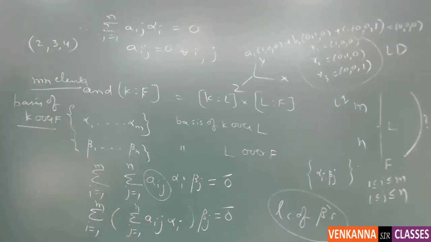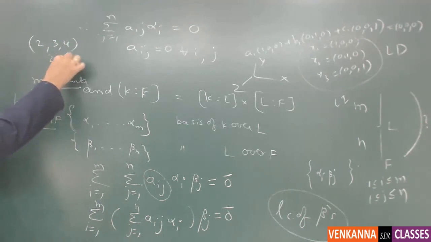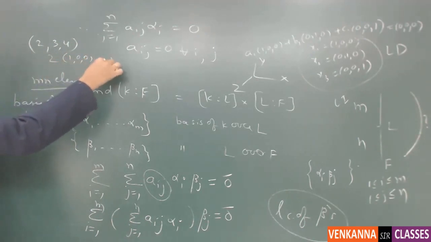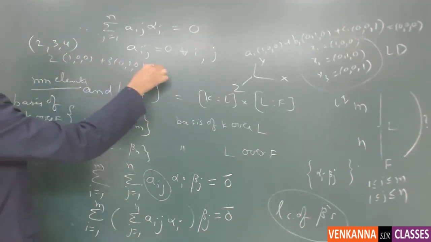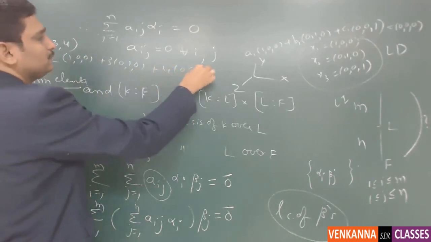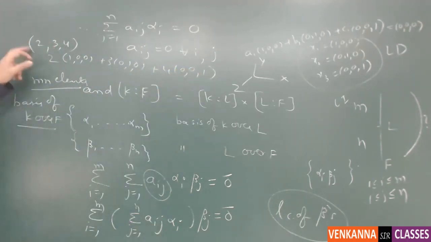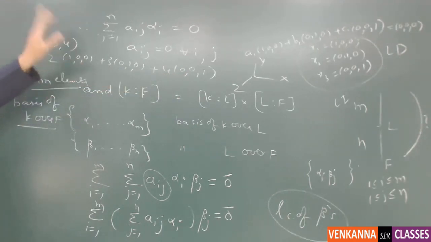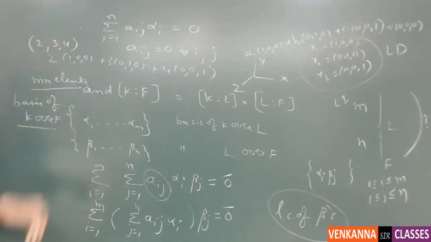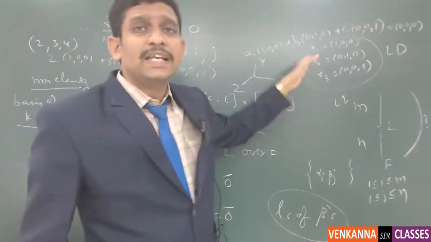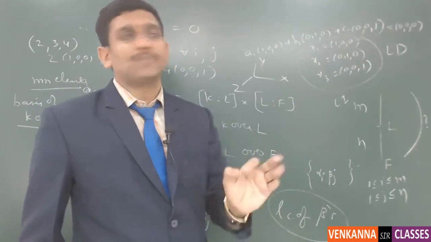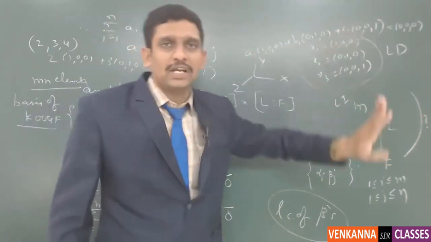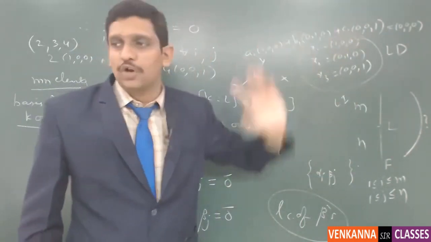So this 234 can be written as 2 into 100 plus 3 into 010 plus 4 into 001. So this thing is written as a combination of the values. This kind of problem we have solved in vector spaces earlier. And we know that this set is linearly independent. Unless you substitute 0, 0, 0 here, you cannot get that output as the 0 vector.